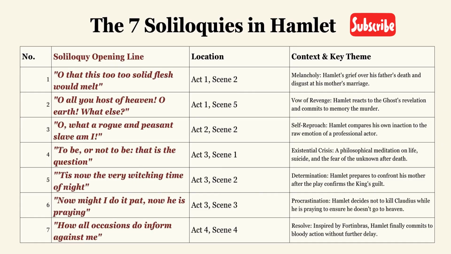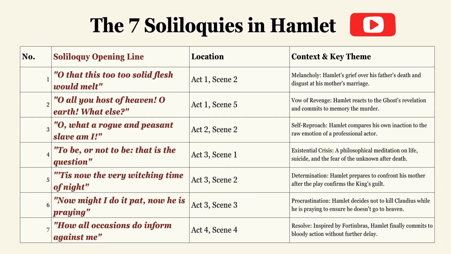The seventh soliloquy, how all occasions do inform against me, appears in Act 4, Scene 4. We see the resolve finally. Inspired by the army of Fortinbras, Hamlet realizes his thoughts have been bloody, but his actions have been nothing. He finally commits to the revenge without any more delay.